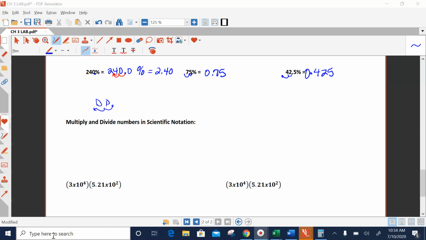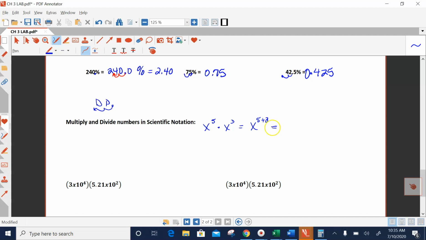So let's review the last concept, necessary for success, in Chapter 3. This concept is multiplying and dividing numbers that are in scientific notation. This we need to recall some of our work with exponents. Some of the exponent rules that we've seen in the past, such as if I have x to, let's say, the fifth power, and I'm multiplying that by x to the third power, what do you do with those exponents? Do you remember? We add them.